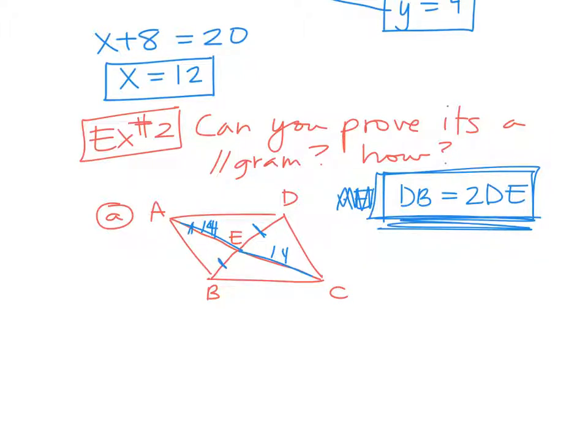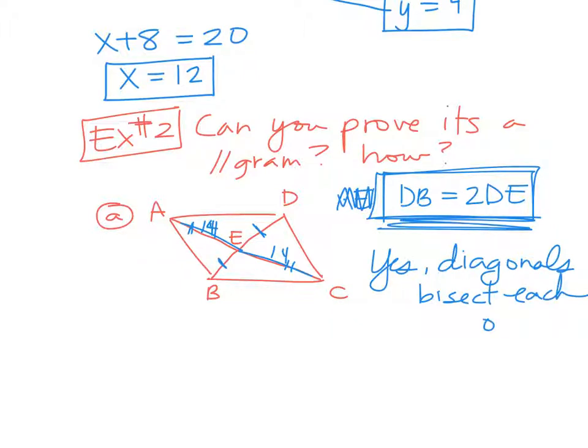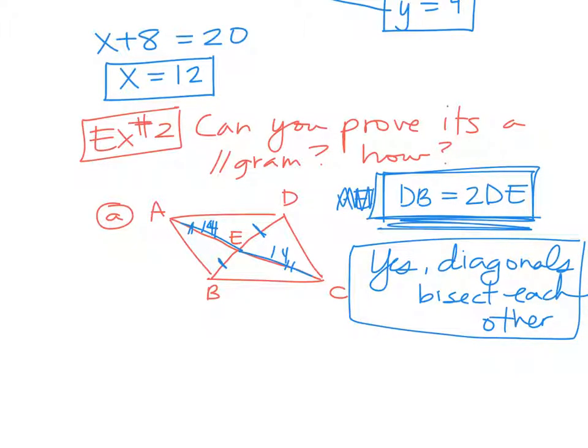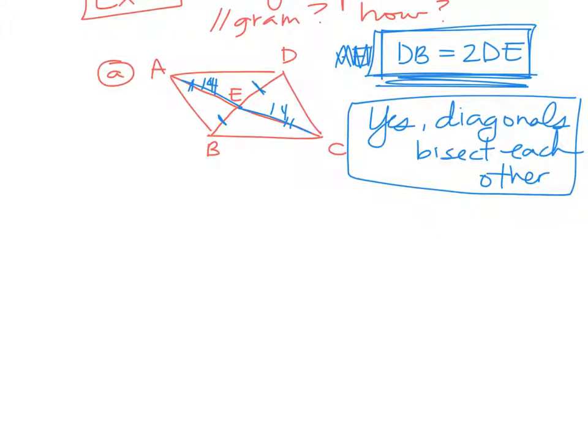These two are marked the same because they're both 14. So is it a parallelogram? Yes. Why? Diagonals bisect each other. Number 4. Okay? So tell me yes or no and tell me why. That's your first one. Second one.